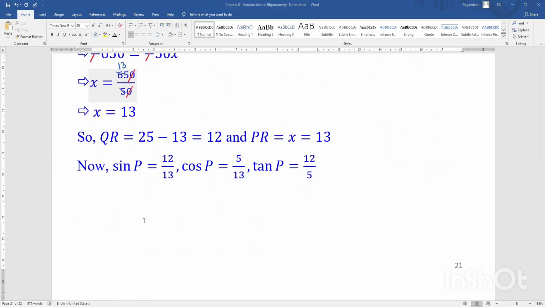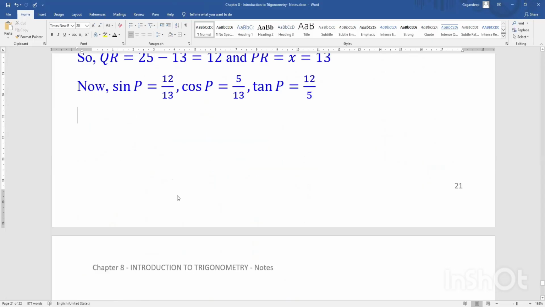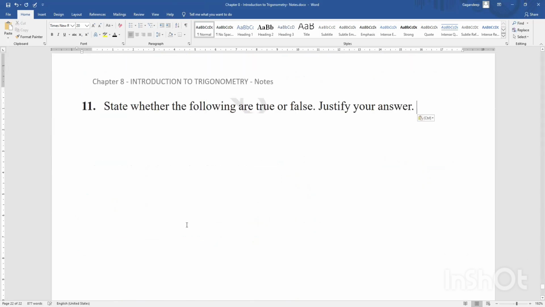Then I have the next question. Problem number 11. State whether the following are true or false. Justify your answer. So I have the first question: the value of tan A is always less than 1.